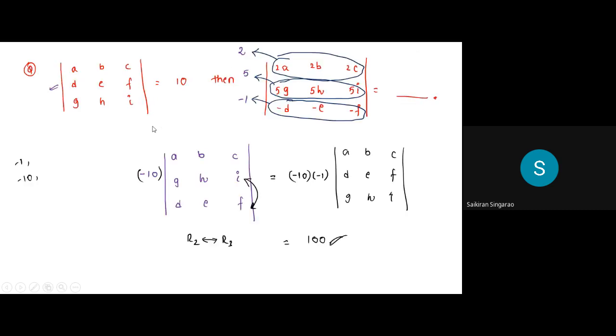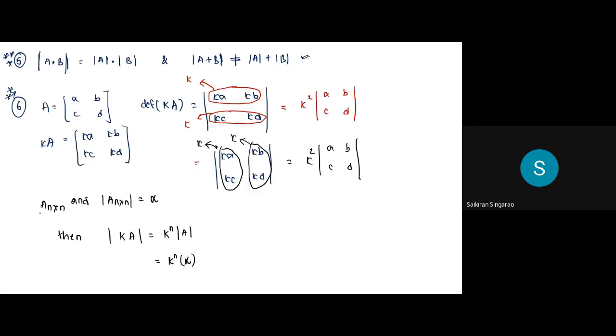I'll repeat it. Very simple. If you have A, what is the order of A? n cross n. Here A's order was 2 cross 2. When I did Ka, all elements got multiplied with K. And when I wrote the determinant of it, either I can take K common from rows or I can take K common from columns. Here I've taken it from columns, here from rows. So ultimately K square came. Why? Because this is a 2 cross 2 matrix. If it's an n cross n matrix, K power n will come.